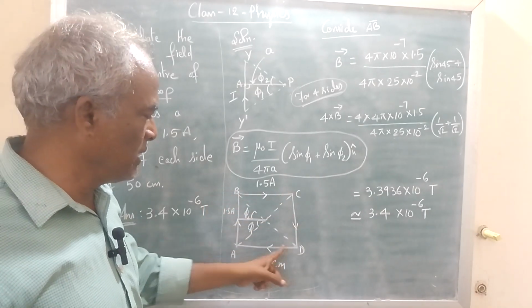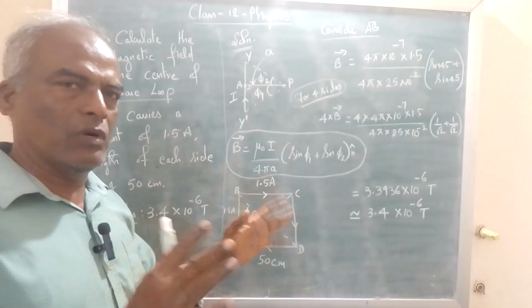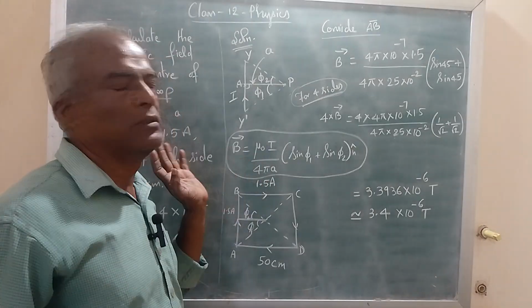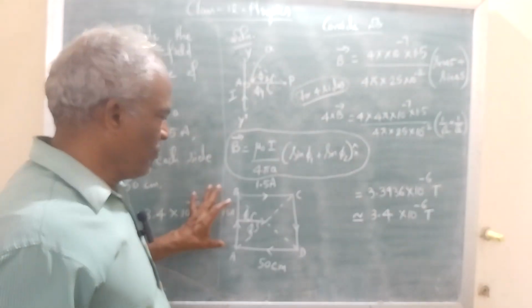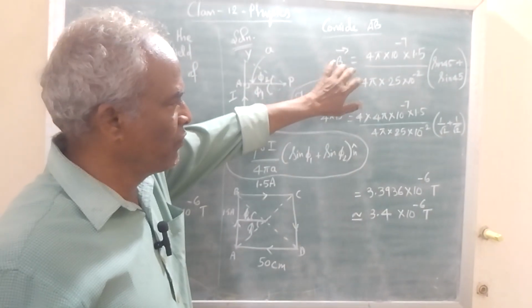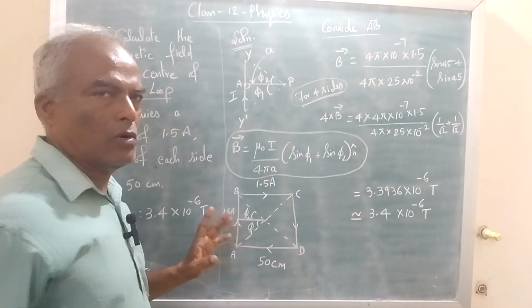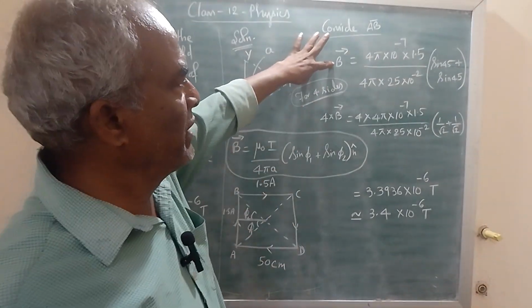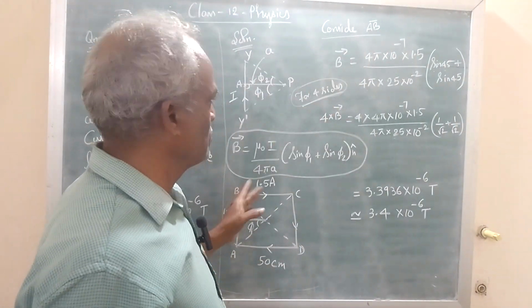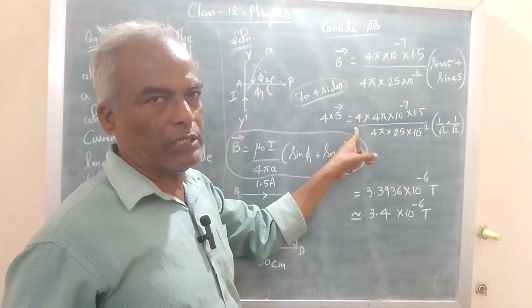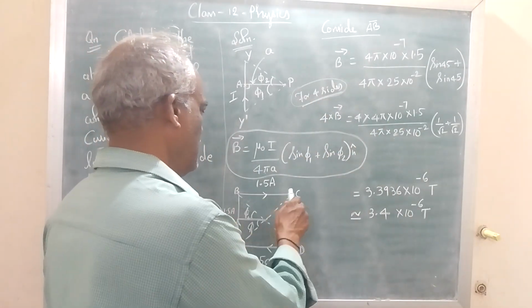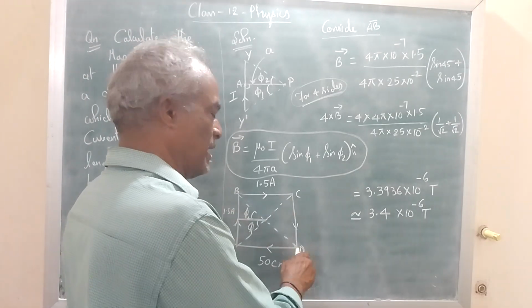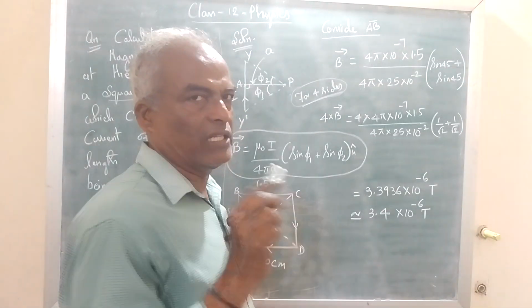But we have to consider the entire loop. Here we are considering only the magnitude of the magnetic field. If you multiply this answer by 4, you will get the value for the entire loop. So B vector for this path alone, multiplied by 4, means you are considering the entire square loop, and you are interested in the total magnetic field at the point P.